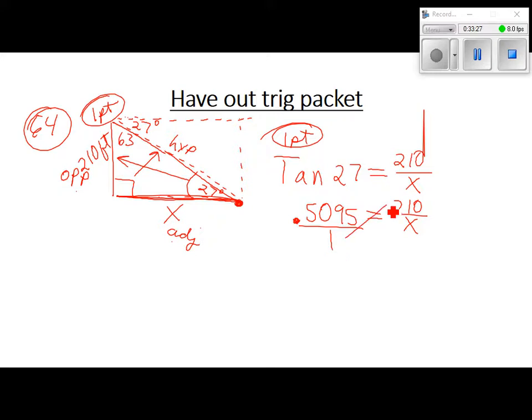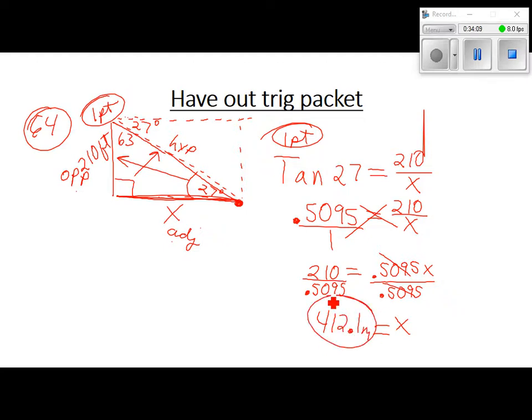Cross multiply, what do we get? 210. What do we get going the other way? Now what? Again, when we're dividing by 0.5095, that's about dividing by 0.5, which is a half. So this number should get about twice as big. So our answer should be 420, somewhere in that range. These cancel out, you're left with x equals 412.1.